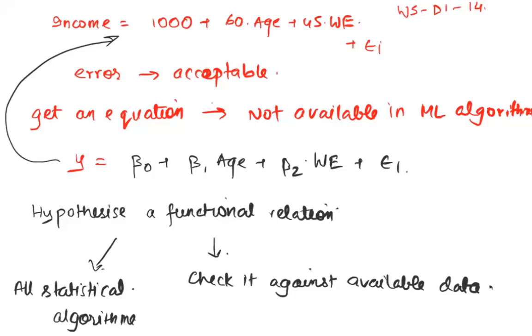So in this equation where I'm writing beta naught plus beta 1 age plus beta 2 work experience, I want to find out what these betas are. The moment I know that, I know my functional relationship. I know exactly how to calculate income. This is one example of that equation. So the estimation is finding out this beta naught is equal to 1000, beta 1 is equal to 60, beta 2 is equal to 45. This process is what we call estimation of the coefficients.